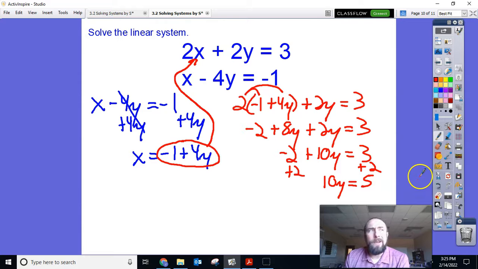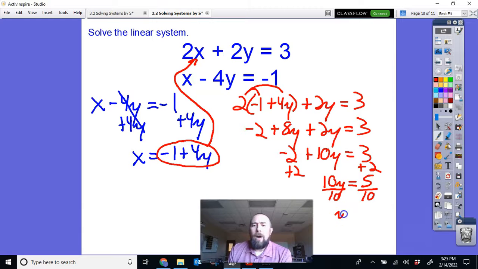Be careful here, real quick. People who try to get in a hurry sometimes, or people who always want to be the first one to get the answer, will answer 2, but be careful. It's 10 times y, so you have to divide by 10. That is going to give me y equals 1/2. 5 over 10 is 1 over 2, 1/2. Remember, if you can't deal with fractions, if you're bad at fractions, use that calculator to help you. But now notice we have the y value.